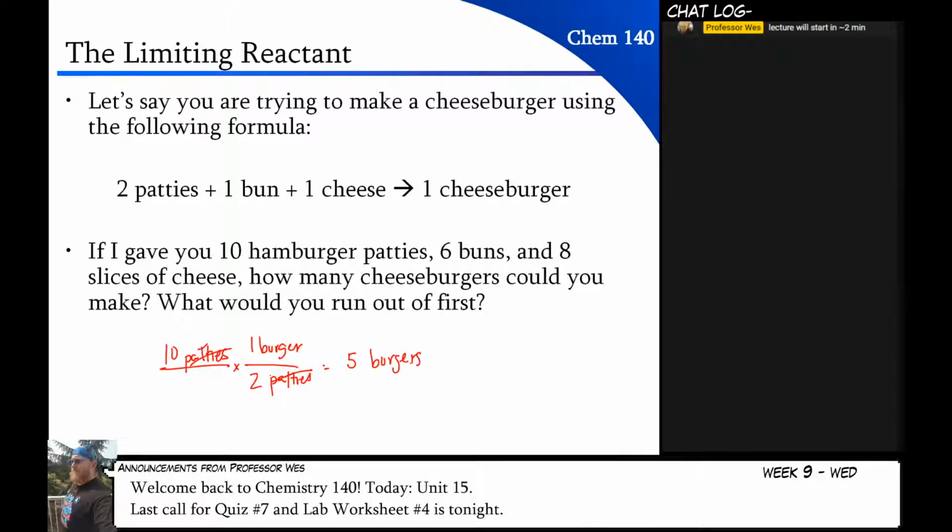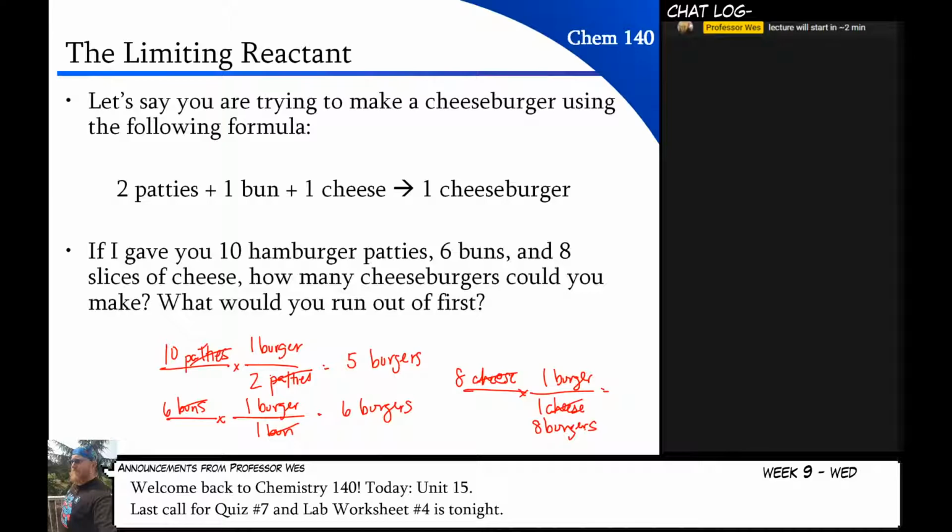I could do the dimensional analysis with anything else, and I'd be able to make as many as I have, because, for example, for 6 buns, you need 1 bun per burger, so you could make potentially 6 burgers if you had abundant everything else. And with the cheese, you could see that we would get 8 burgers.